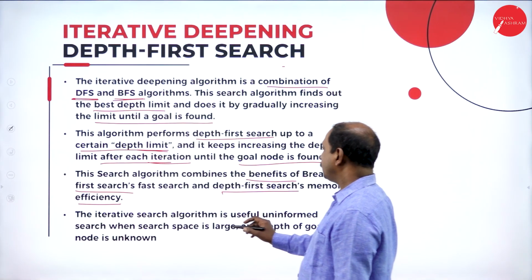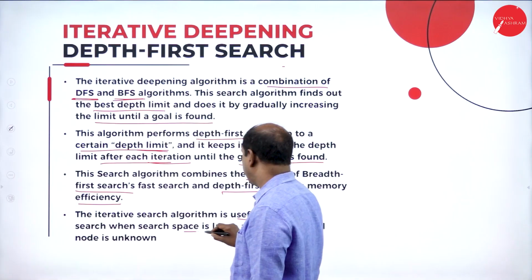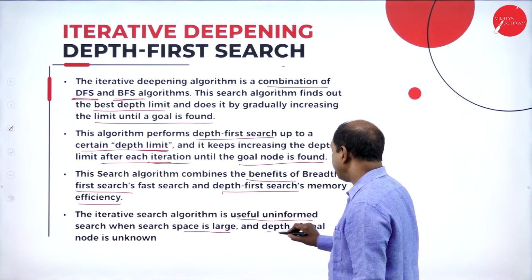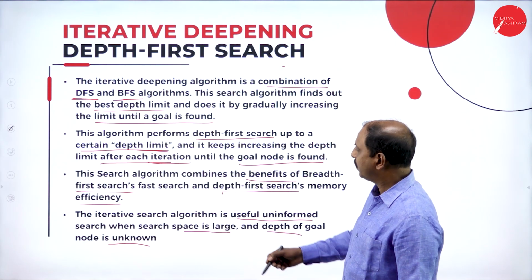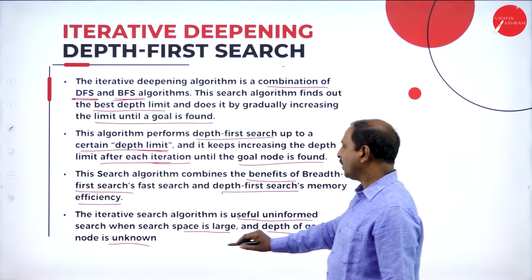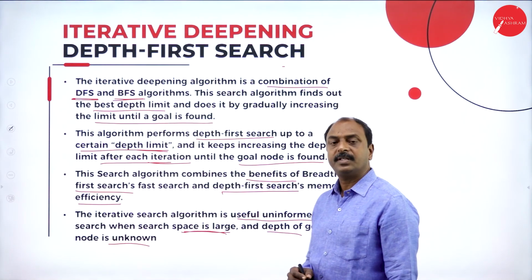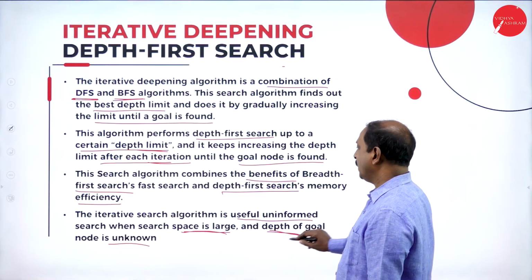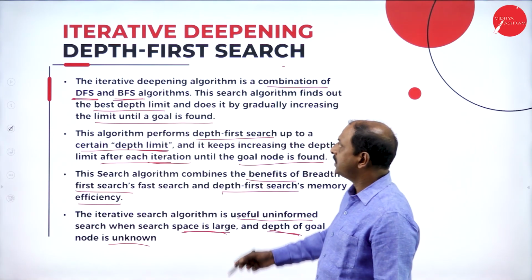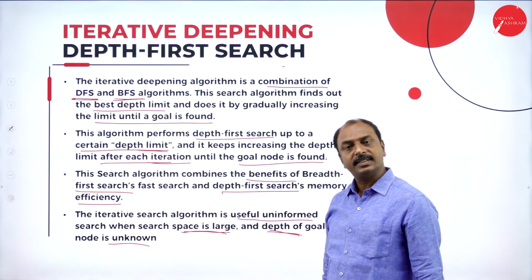Next, the iterative deepening search algorithm is useful when the search space is large and the depth of the goal node is unknown. So what is the advantage of this? It is very useful where there is a large space, or a large number of nodes, and the depth of the goal is unknown. So this is the definition of iterative deepening depth first search.